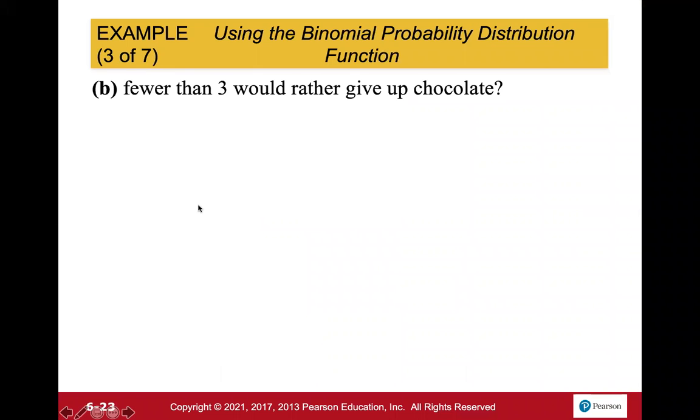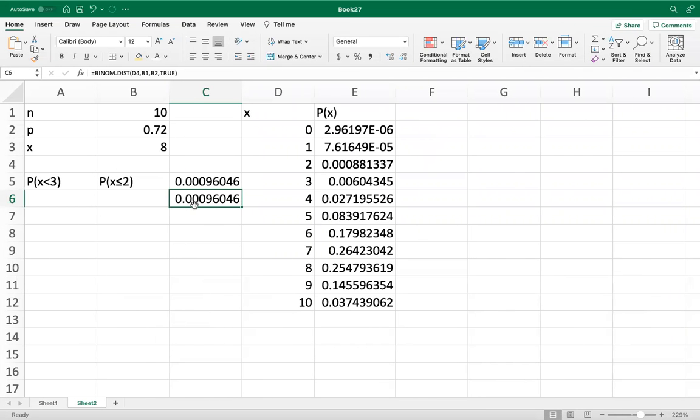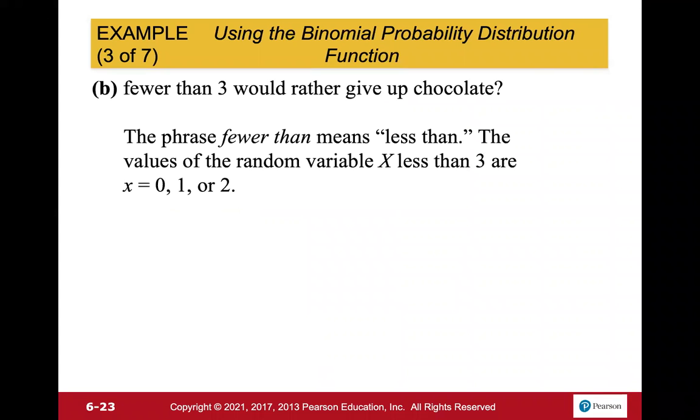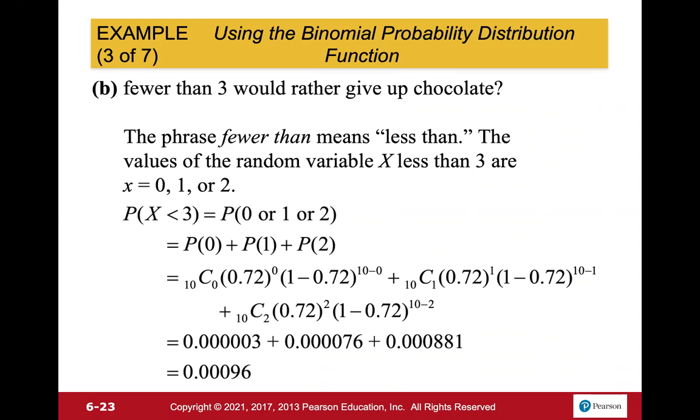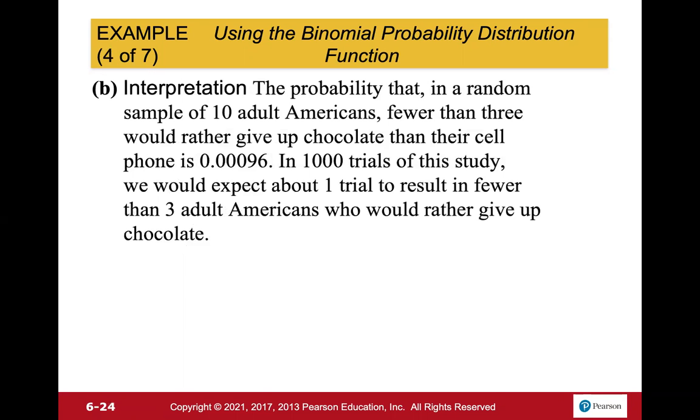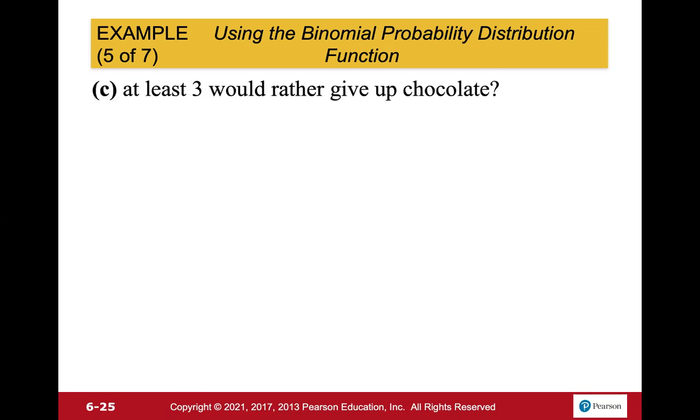So probability of fewer than 3 is going to be 0.0009. So X equaling 0, 1, or 2. So probability of less than 3 is going to be the probability of 0 plus the probability of 1 plus the probability of 2. And now looking at these values here, the probability that in a random sample of 10 adult Americans fewer than 3 would rather give up chocolate than their cell phone is 0.00096. So that is that in 1,000 trials of this study, we would expect about 1 trial to result in fewer than 3 adult Americans who would rather give up their phones than chocolate.